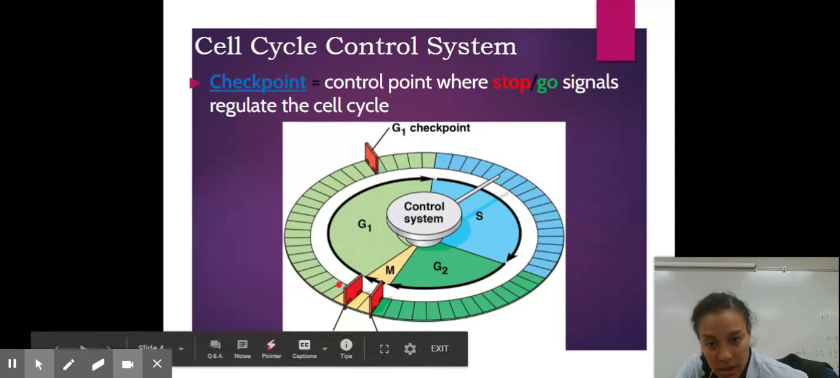So this one looks a little bit different from what I've drawn in class, but here's our interphase all here. And then just the small sliver is mitosis, when the nucleus divides and cytokinesis happens, right?